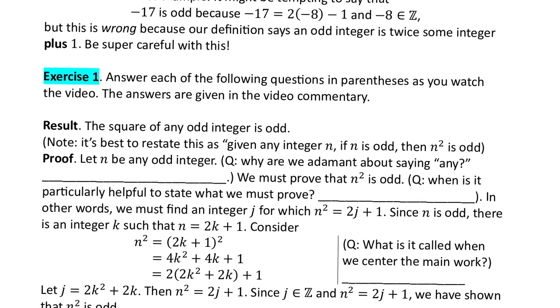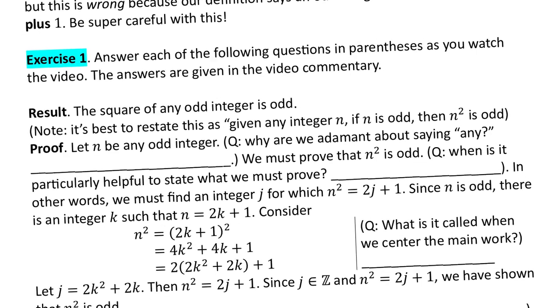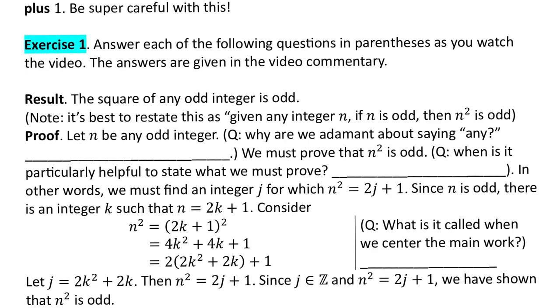So I want to read through the proof. I want to make some comments, and then in the blanks, I want you to fill in what I'm saying. So we're going to start off by proving that the square of any odd integer is odd. Not just 3. 3 squared is 9. 3 is odd. 9 is odd. Woohoo! 11 is an odd number. If we square it, we get another odd number, 121. Woohoo! We want to prove it for every single case.